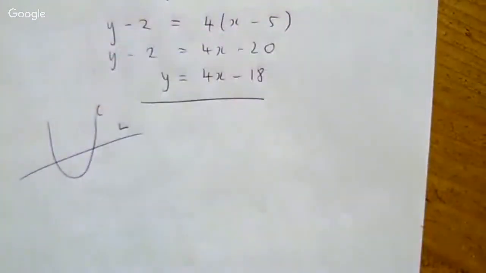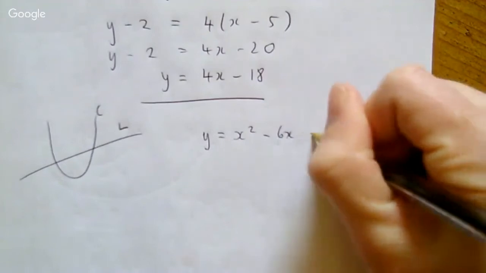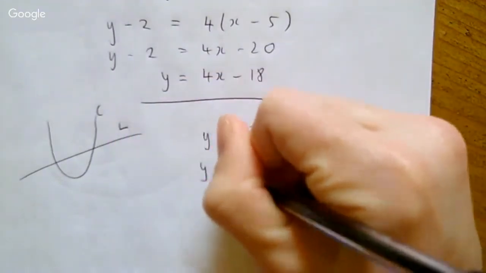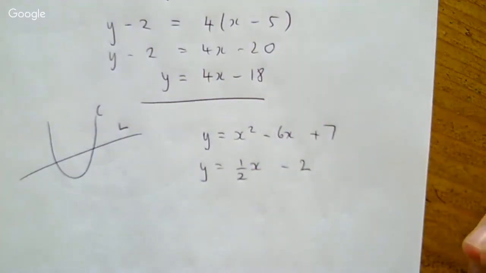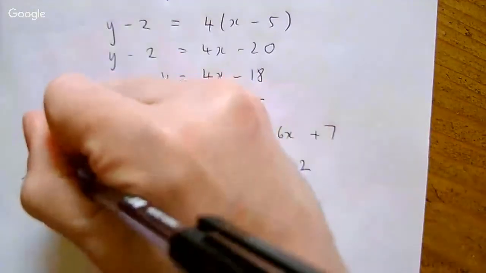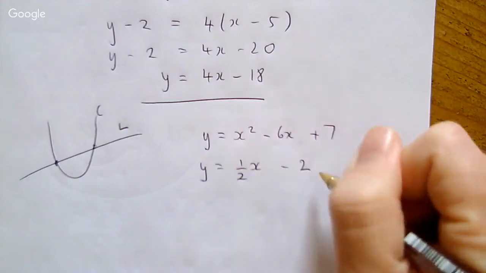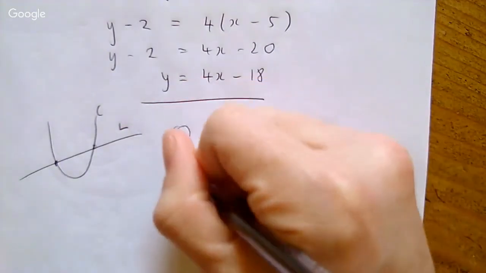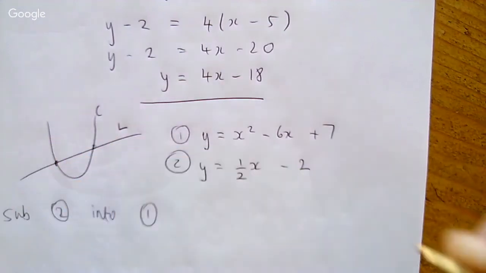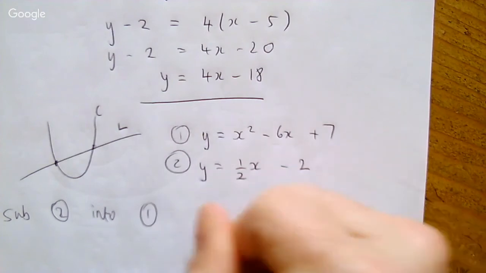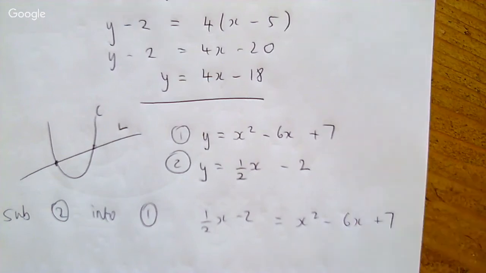And the way that we solve that is through simultaneous equations. So we know from before that C was y equals x squared minus 6x plus 7. And we know that L is y is equal to a half x minus 2. And we're interested in where they meet, so where they're equal to each other. They're equal here and here. I need to substitute this value of y being a half x minus 2 into this one here. So I'm going to call this 1, call this 2. I'm going to say sub 2 into 1. So I'm going to get a half x minus 2 is equal to x squared minus 6x plus 7. I'm then going to rearrange that to form a quadratic.